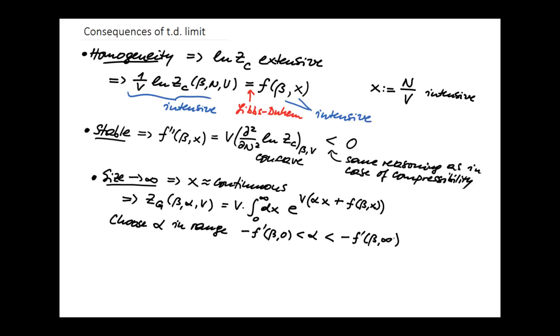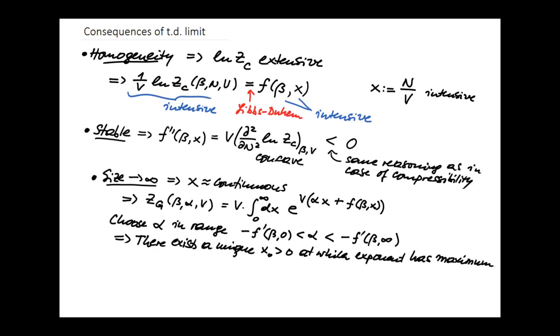When we make this choice for alpha, somewhere in this range, then we are guaranteed that there exists an x0, some value for x, somewhere in the range between 0 and infinity, at which the exponent of the exponential that features in the integral has a maximum. So with this choice of alpha, there exists, and in fact it's a unique x0 larger than 0, at which the exponent has a maximum. If you make this restriction for the range of alphas, then you are guaranteed, you take the first order derivative of the exponent, that's alpha plus f prime, that's the derivative of the exponent.